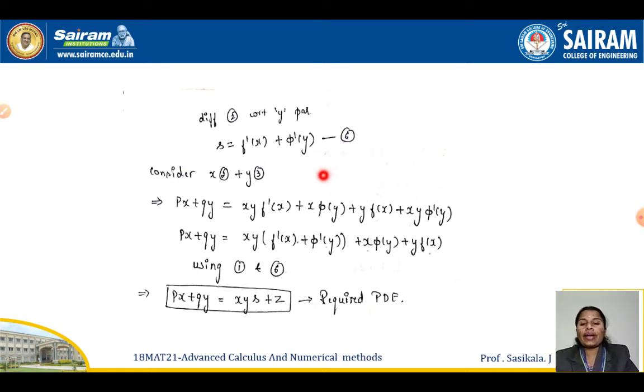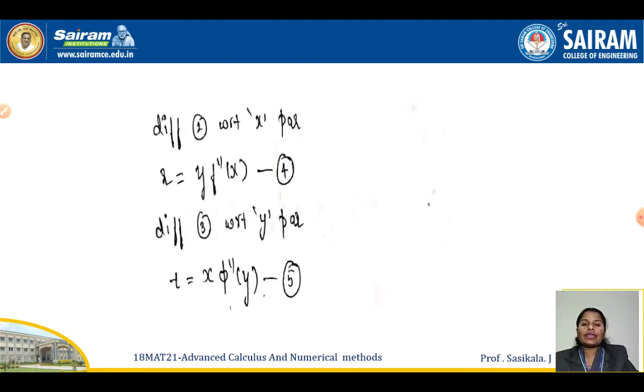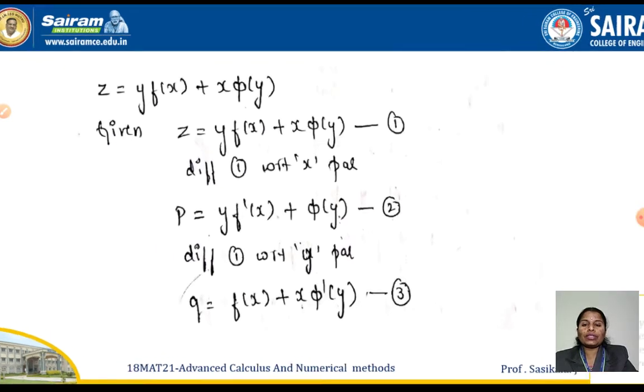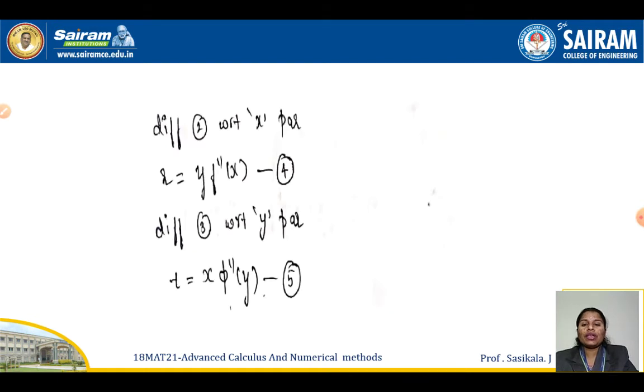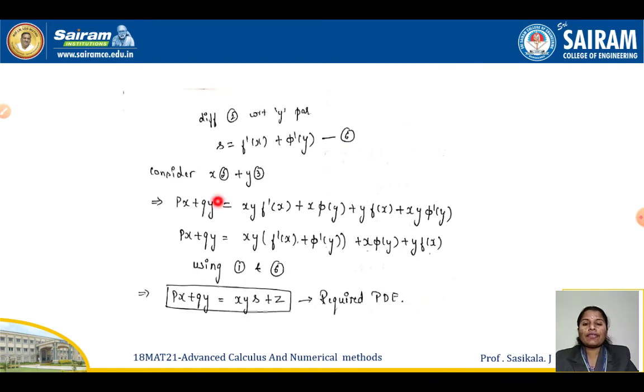So now I have equations number 2, 3, 4, 5, 6. What I am going to do is consider x into equation number 2 plus y into equation number 3. You will get px plus qy, using equations 2 and 3: x into equation number 2, then y into equation number 3. Then I'm going to add them. So I can get px plus qy is equal to xy of f double dash of x plus phi dash of y.